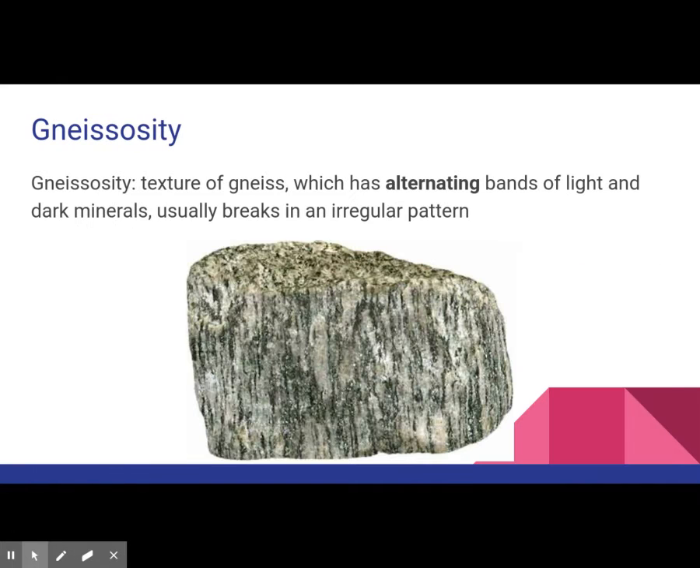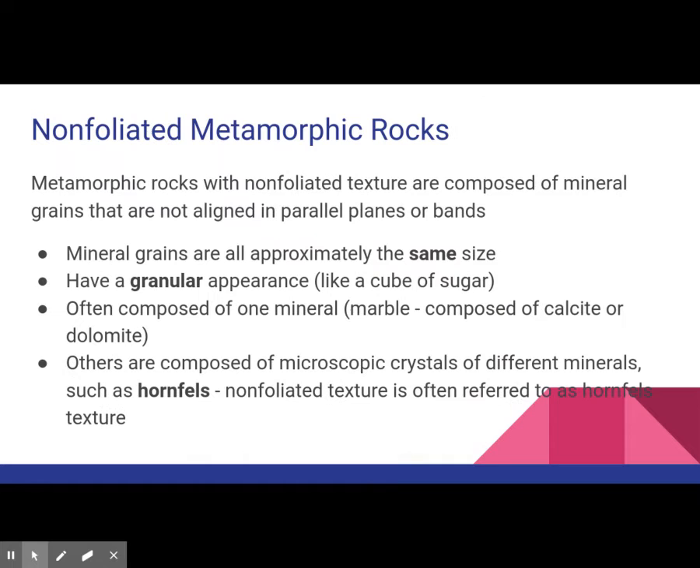Gneissosity is another type of foliation that we find, and this has to do with the rock gneiss itself. And what we see are alternating bands of light and dark materials. And if I were to break this rock, it wouldn't break along those planes like the other two would. It would break in a more irregular type of pattern.